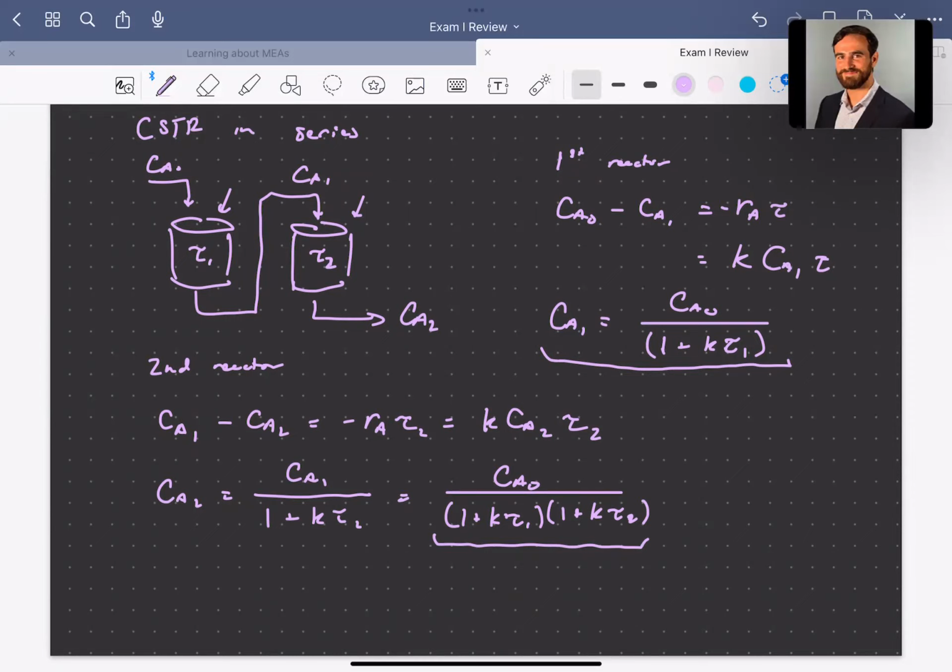And so for a first order reaction, we can actually generalize this for n reactors. This is going to be equal to Ca naught divided by the product from i equals 1 to n for our n reactors of 1 plus K. So we can assume, say, that this is isothermal, so the reaction rate constant is going to be the same in all of our reactors, K times tau i, and this is to the i.